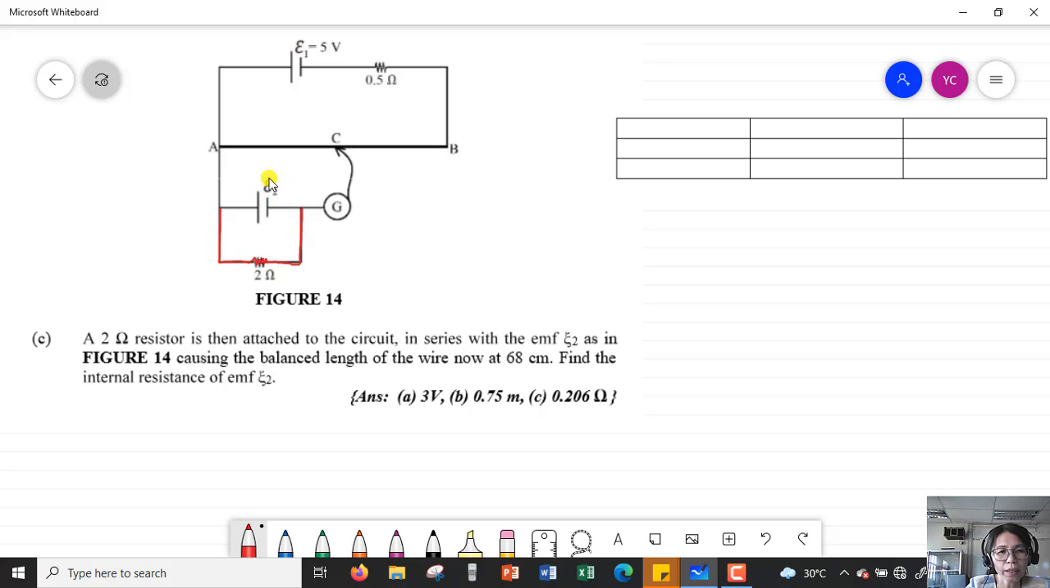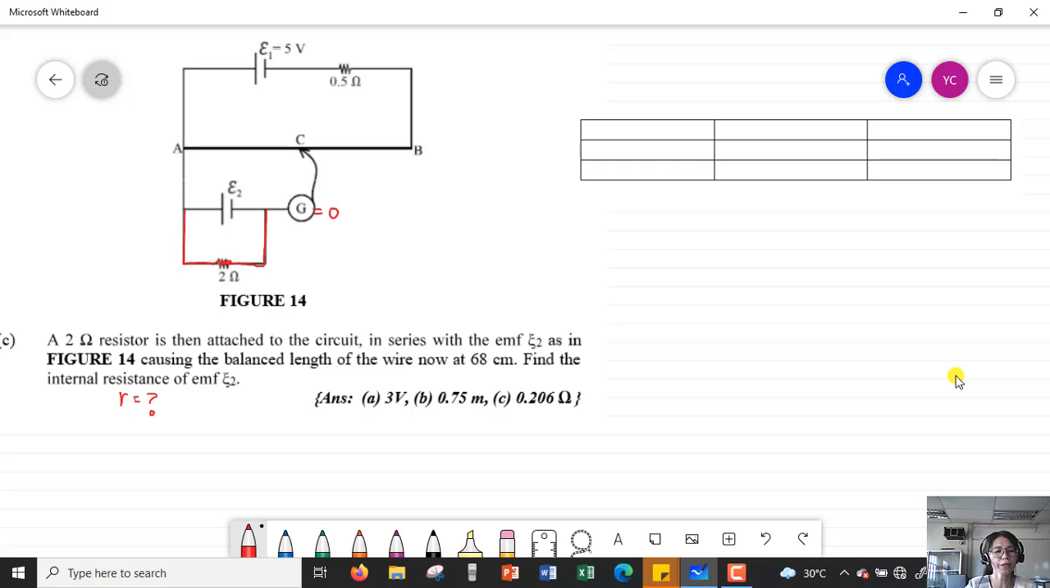So the EMF E2 has internal resistance, and we want to find the internal resistance in the EMF E2. Okay, so class, now the balance length has changed to 68 cm, where balance length means when our G reaches 0. Before we start to solve the question, we draw out first the information that we already know.